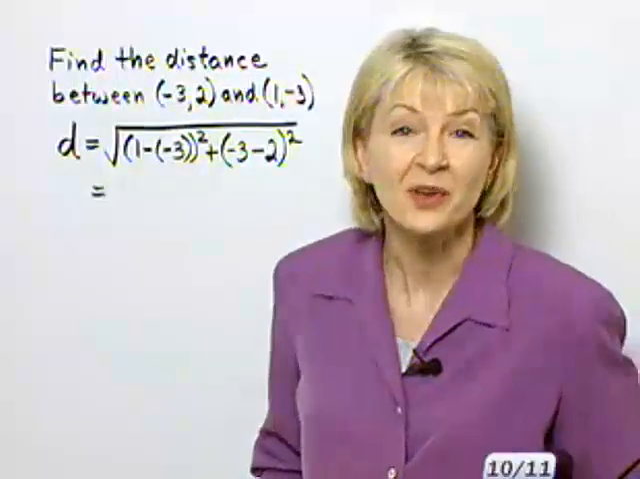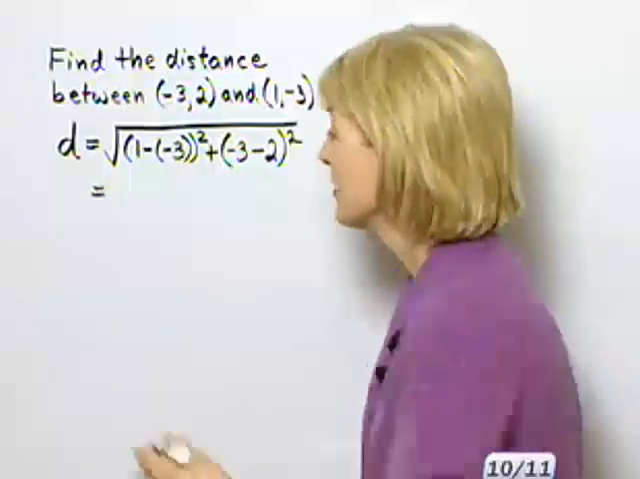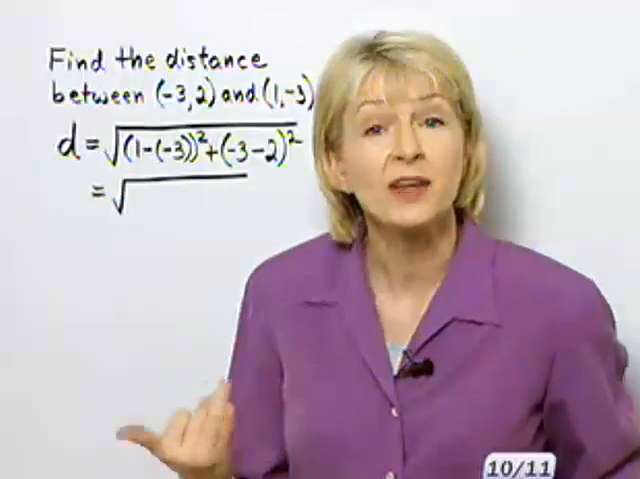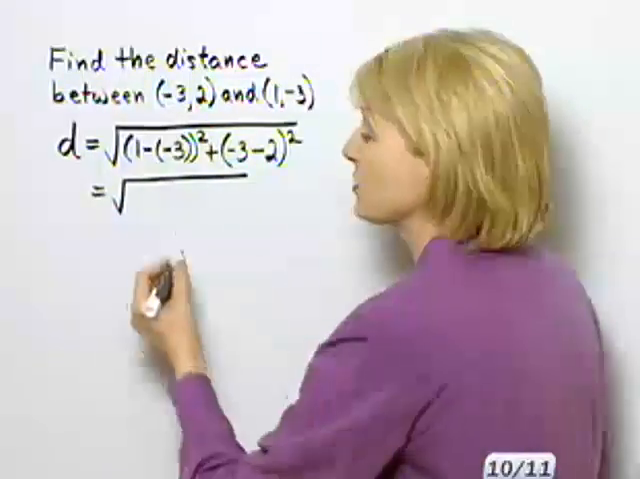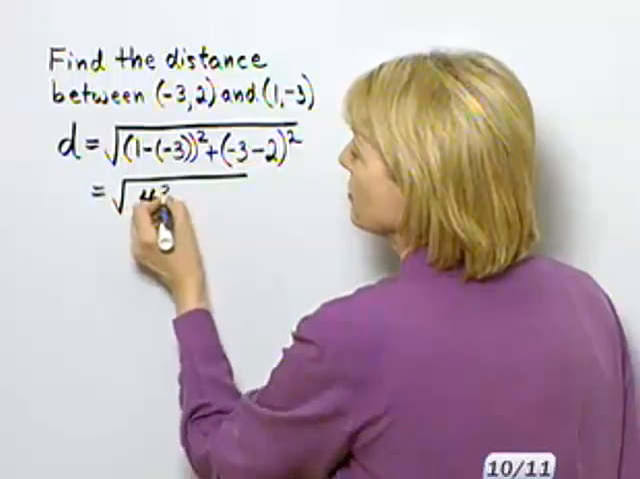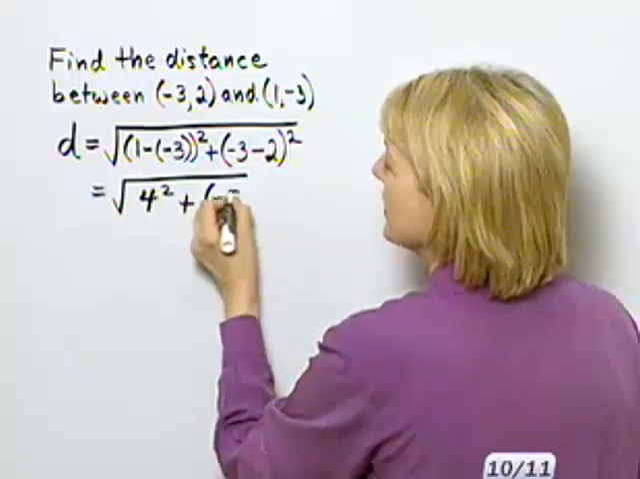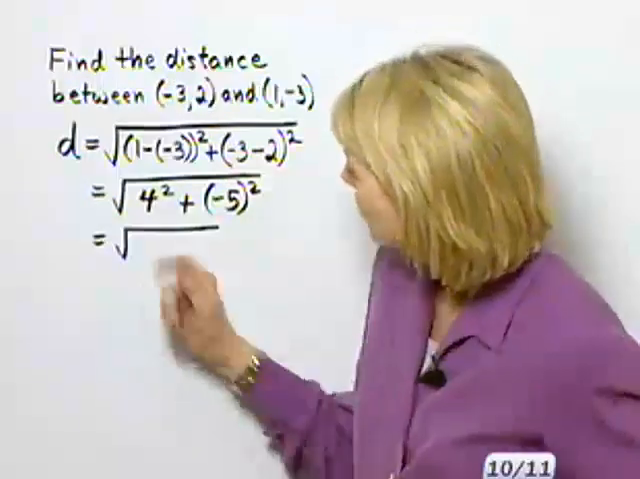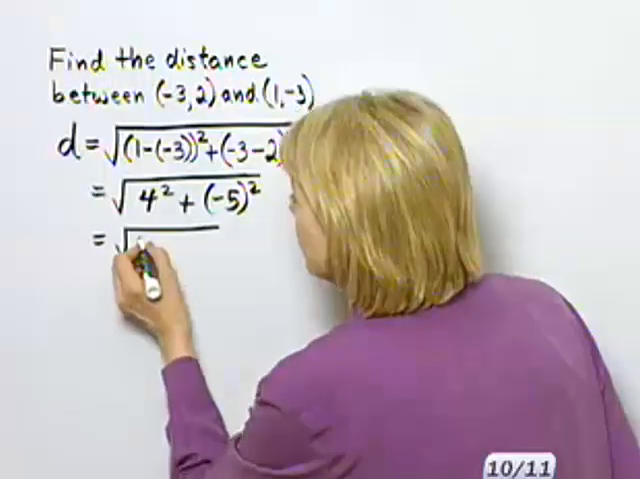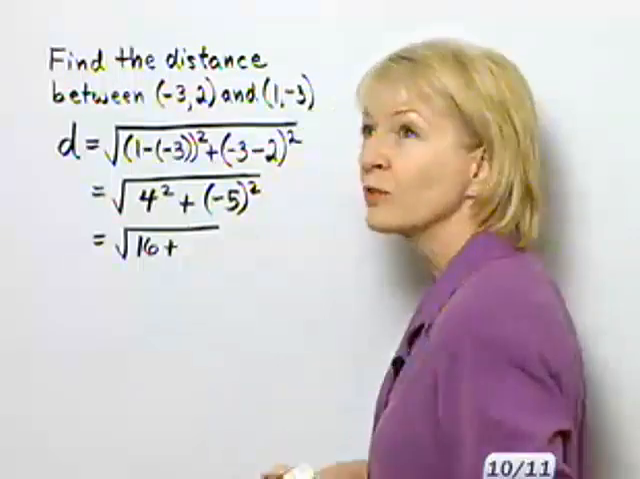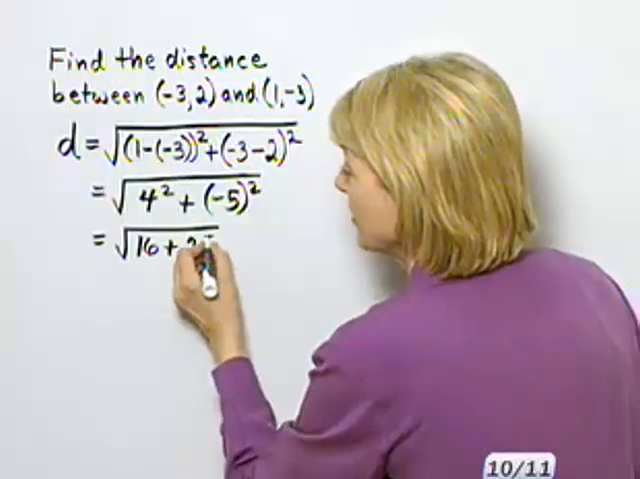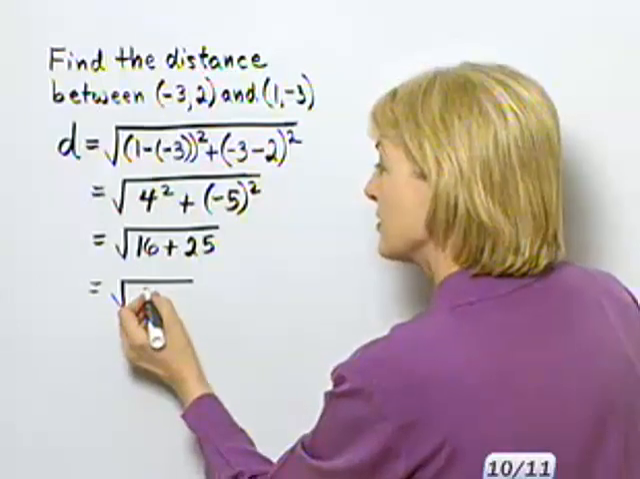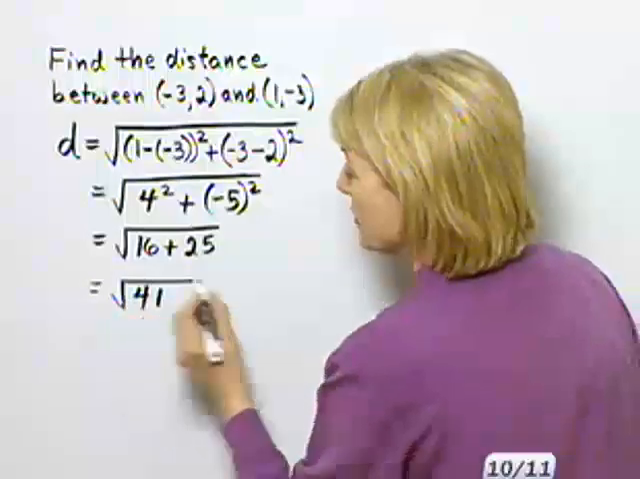Now we just need to evaluate this expression on the right. So let's see what we have. We have the square root of 1 minus a negative 3, that's 1 plus 3, and 1 plus 3 is 4, so I have 4 squared plus, and then that's negative 5 quantity squared. So it's the square root of 4 squared is 16 plus negative 5 quantity squared, that's 25. And what is 16 plus 25? That is 6 and 5 is 11. Carry the 1, that is 41.